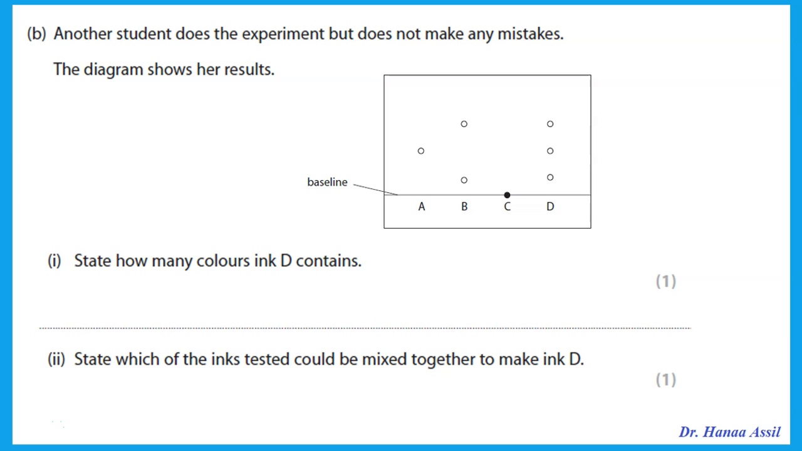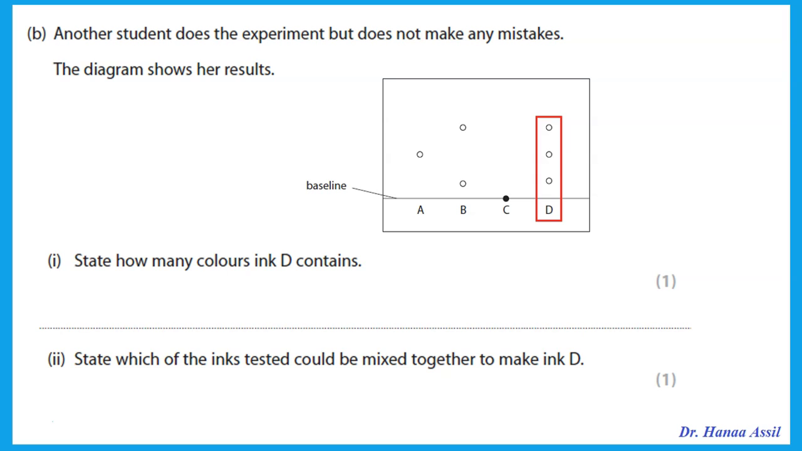Now, another student does the experiment, does not make any mistakes, and these are her results. State how many colors in ink D. Where is D? Remember, how many colors just means how many spots. As we go up the paper, the sample was divided into how many spots? It was divided into 3 spots. That means it has 3 colors or 3 dyes.